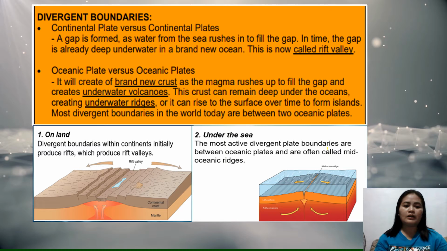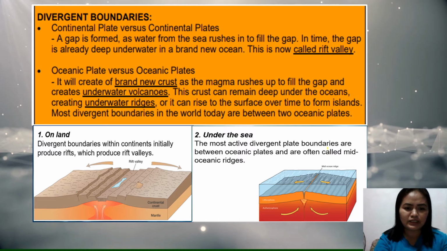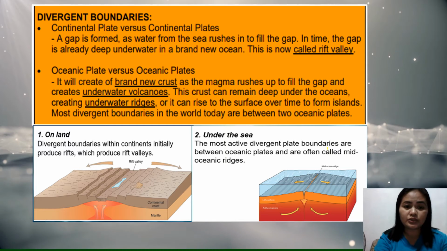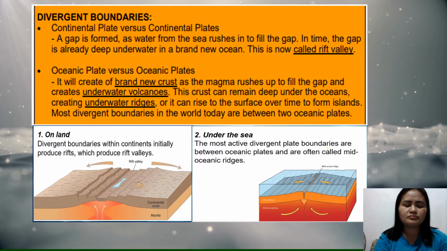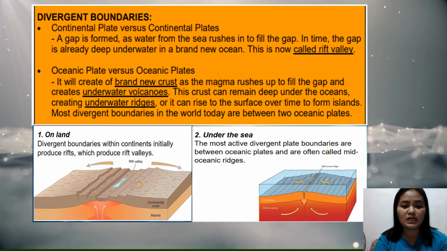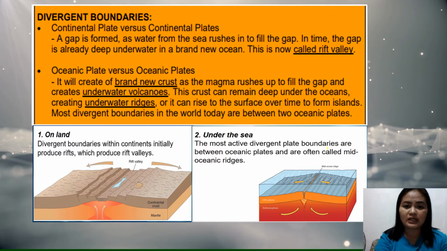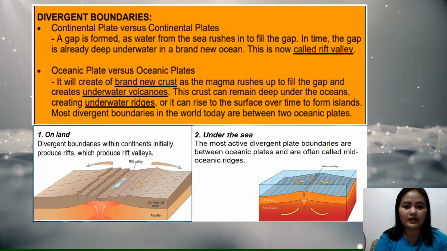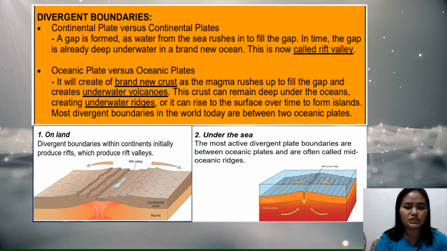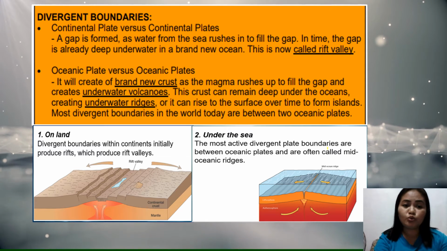So in Filipino, kapag nagtuloy-tuloy daw yung paglabas ng tubig dyan sa space na yan, this continental plate will be underwater already. Magiging nasa ilalim na siya ng brand new ocean. Siyempre, patuloy kasi yung paglabas ng tubig dyan sa space na yan. And, parang bangin na ang itsura niya, na ang tawag ay Rift Valley. Okay, tandaan nyo na, andun mamaya sa picture ito, dun sa activities ninyo. And then, the second picture is a divergence between two oceanic plates.